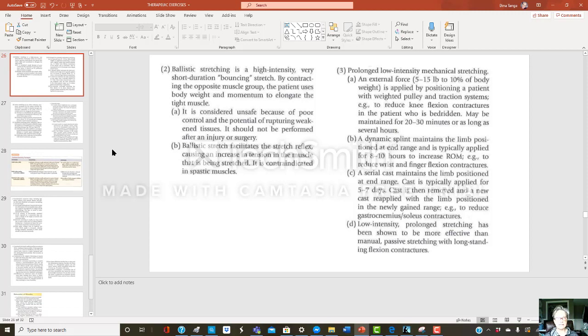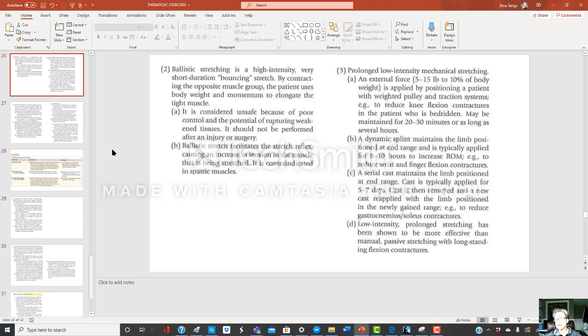Ballistic stretching is a high intensity, very short duration bouncing stretch. By contracting the opposite muscle group, the patient uses body weight and momentum to elongate the tight muscle. It is considered unsafe because of poor control and the potential of rupturing weakened tissues. It should not be performed after an injury or surgery. Ballistic stretch facilitates the stretch reflex, causing an increase in tension in the muscle that is being stretched. It is contraindicated in spastic muscles.